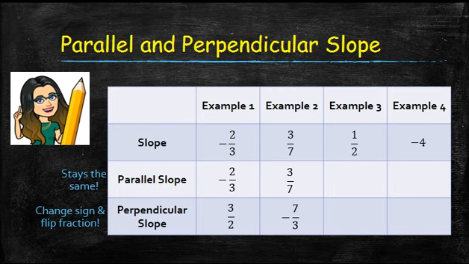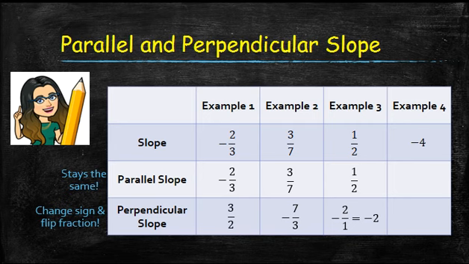Now, example 3, 1/2. Parallel slope stays the same, easy peasy lemon squeezy. For perpendicular slope, positive becomes negative, and my fraction flips. Wait a minute, I've got negative 2 over 1. What does that give me? Oh yeah, that's the same thing as negative 2. So, don't let that flip you out. Anything over top of 1, it just stays that same number. So it's negative 2.